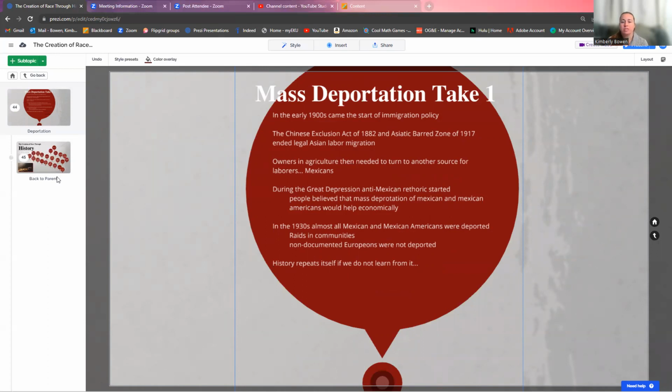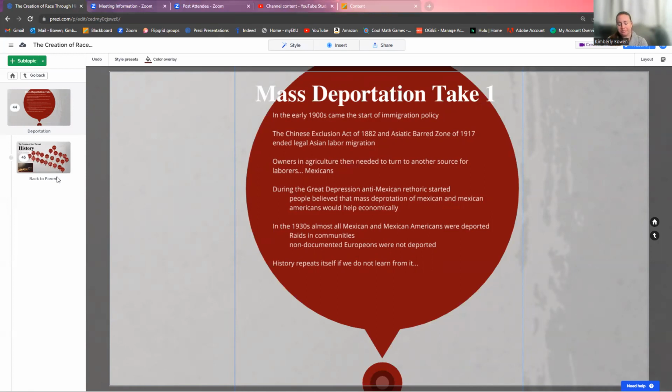In the early 1900s came the start of immigration policy, or discriminatory immigration policy. You had the Chinese Exclusion Act in 1882, and again the Asiatic Barred Zone in 1917, which ended Asian labor migration. Owners in agriculture, as we talked about earlier, needed to turn to another source of laborers, and so they ended up hiring Mexicans. They actually went to Mexico and recruited laborers to come up and work on agricultural fields.